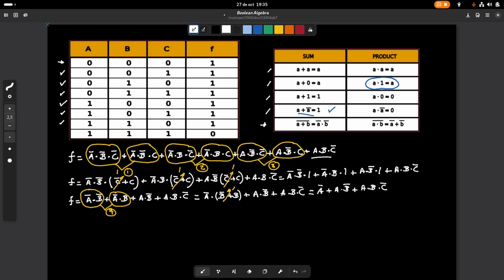But we have another ace up our sleeve, and that is we can use the De Morgan property, which is this one over here. I'm going to negate this function twice so that I don't alter the value of the function. Okay, so let's do it. So we negate this twice.